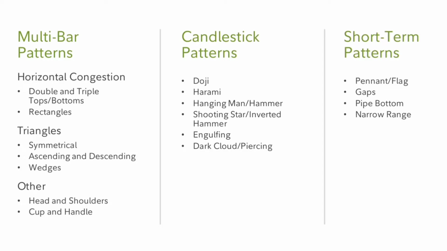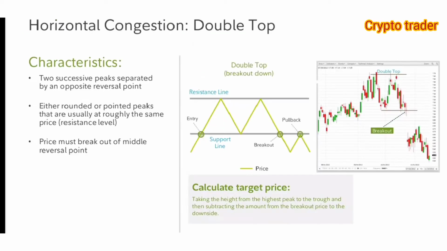Candlestick patterns contain doji, harami, hanging man, hammer, shooting star, inverted hammer, engulfing, dark cloud, piercing. Short-term patterns contain pennant, flag, gaps, pipe bottom, narrow range.